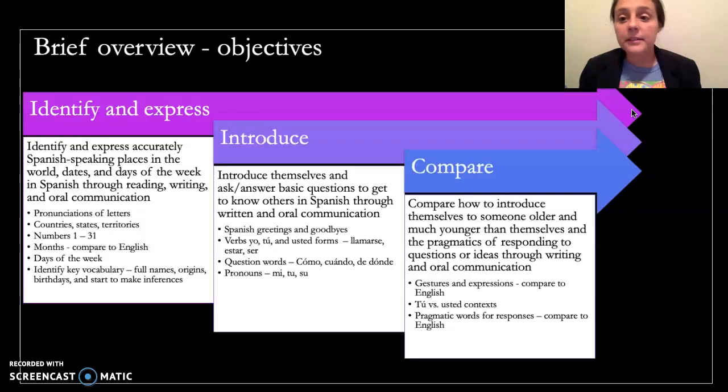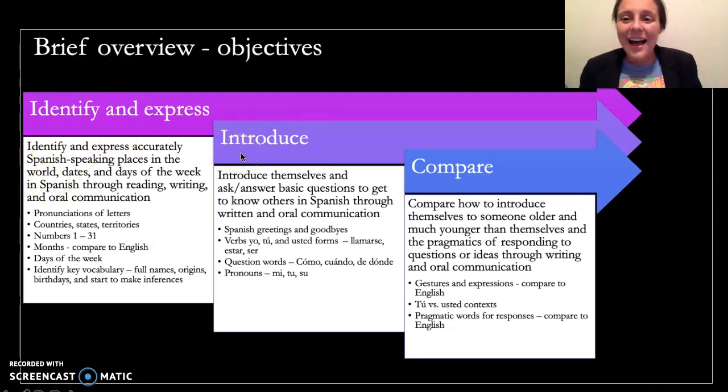As for now, our objectives are as follows. There are 3 umbrella objectives. The first is identifying and expressing accurate Spanish-speaking places in the world, dates, and days of the week in Spanish through reading, writing, and oral communication. Underneath this, you'll see that this includes pronunciation of letters, countries, states, and territories, numbers 1 through 31, months, days of the week, and identifying the key vocabulary for introductions, which leads us to our second main objective, which is introduce.